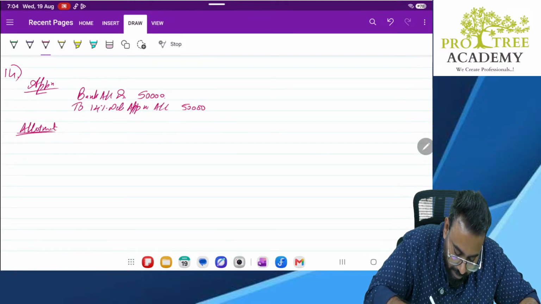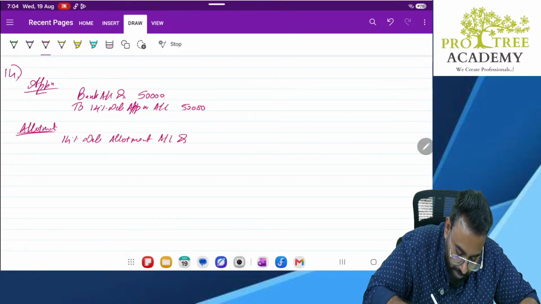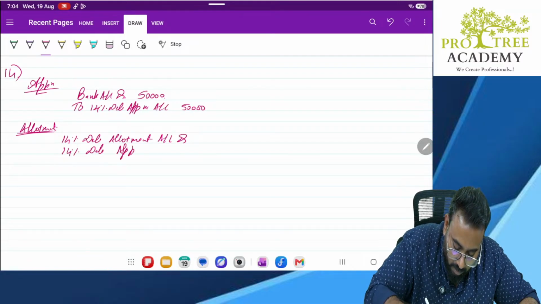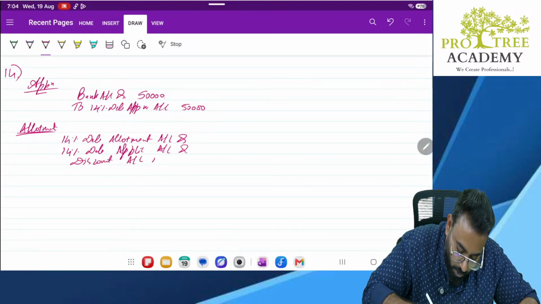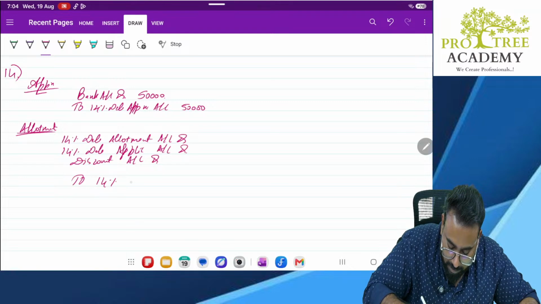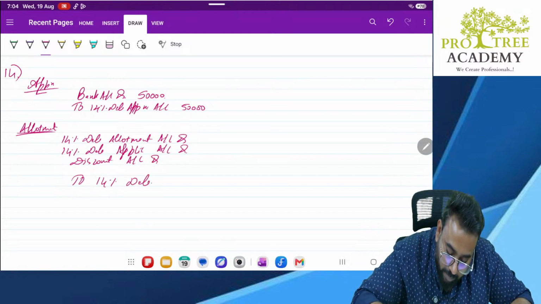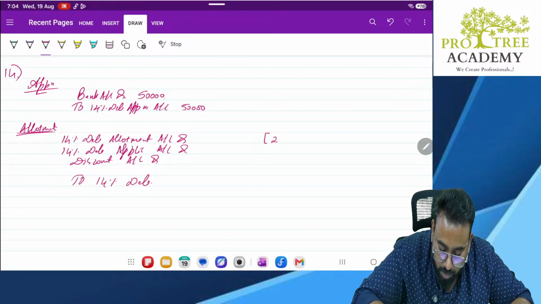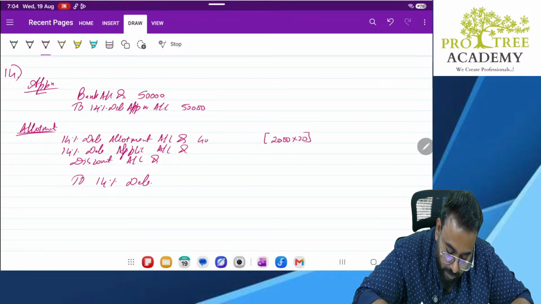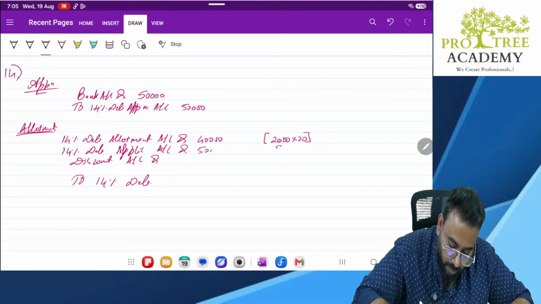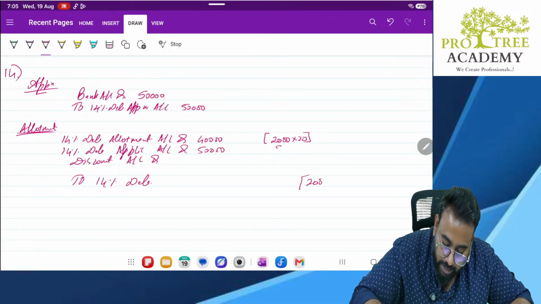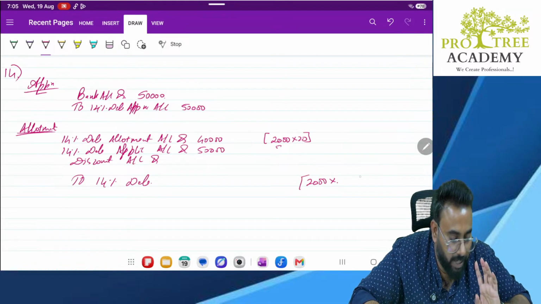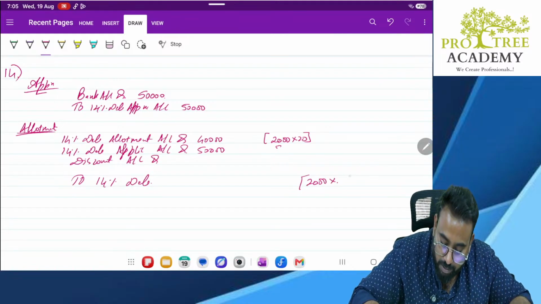14% debenture allotment account debit. Then 14% debentures application account debit. Discount account debit to 14% debentures. Yes. Debenture allotment, how much is due? 20 rupees, correct? 2000 into 20, that will be here 50,000. Here 2000 into 20, 25 plus there is a discount of 5 rupees, correct or no? So total 50.